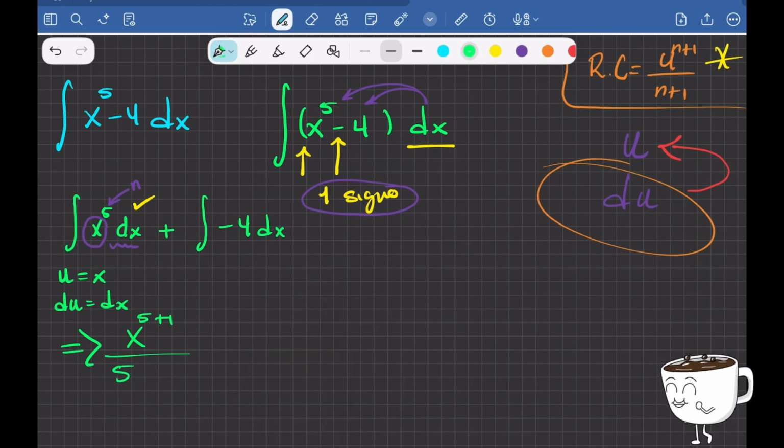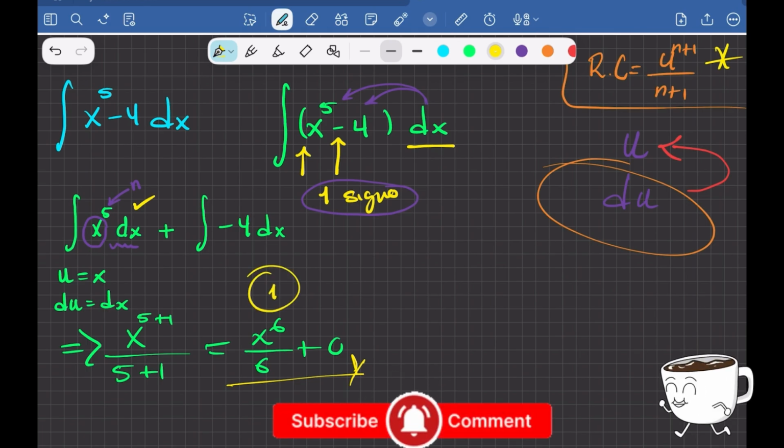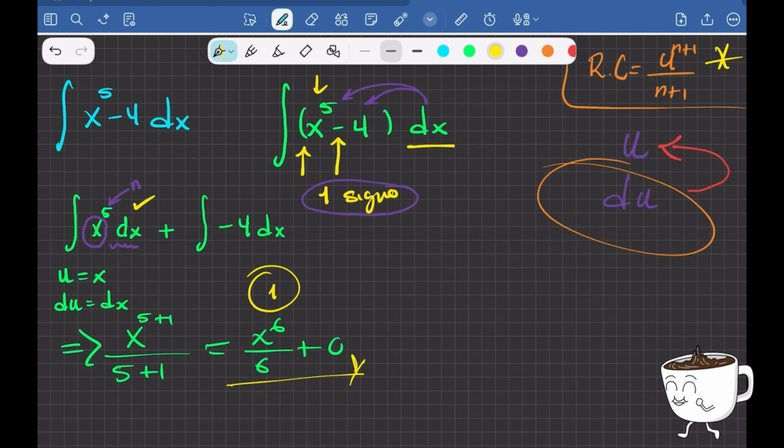This is going to equal x to the 6th over 6 plus the integration constant. This is going to be our first solution, but why first? Because our integral has two parts: the x to the 5th part and the minus 4 part. Remember, here we have two integrals: this integral and this other integral. Perfect.